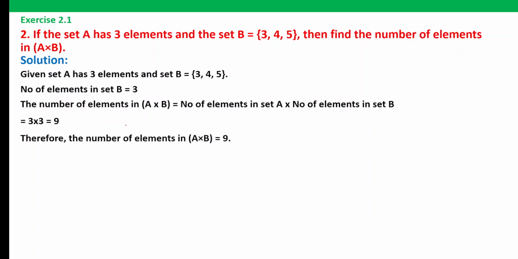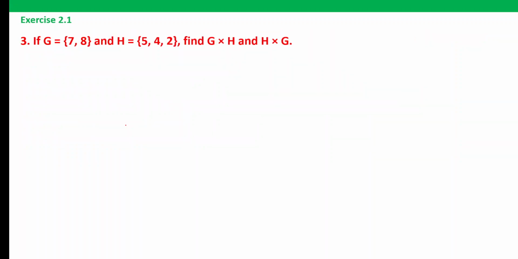3 × 3 is 9. Therefore, the number of elements in A × B is 9. Let us see question number 3. If G is a set with elements 7 and 8, and H is a set with elements 5, 4, 2, find G × H and H × G.